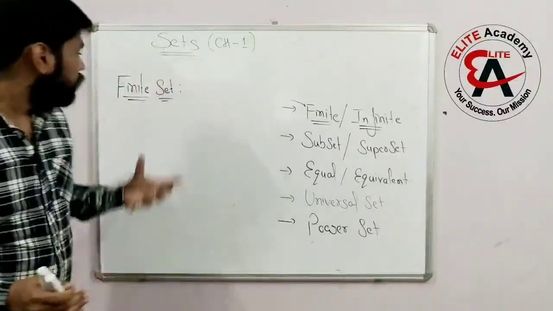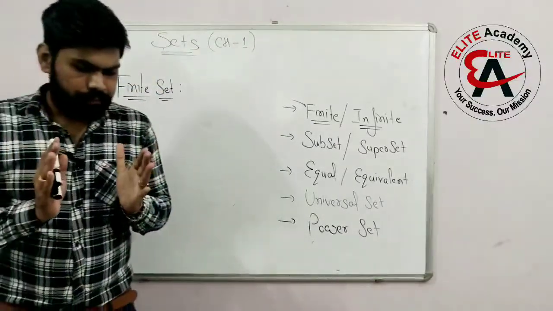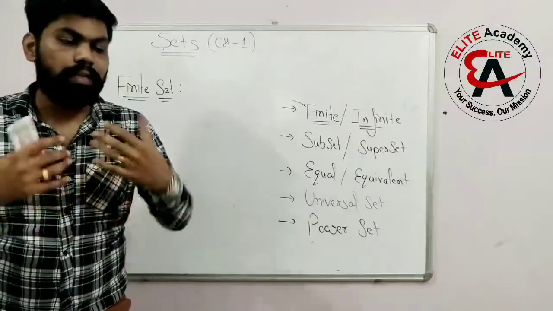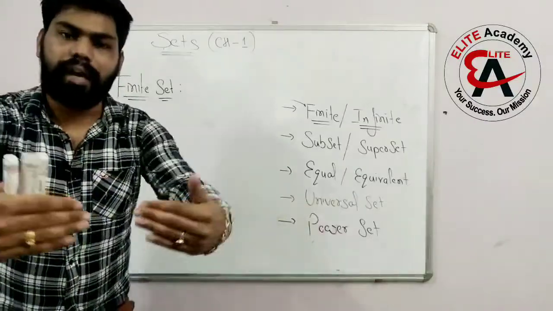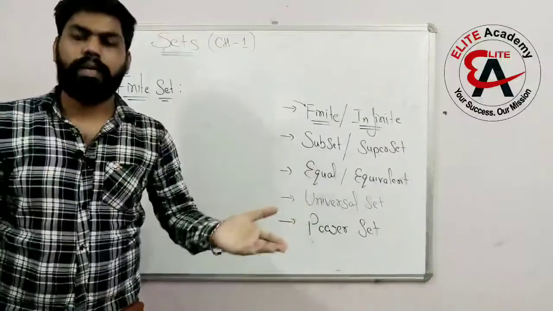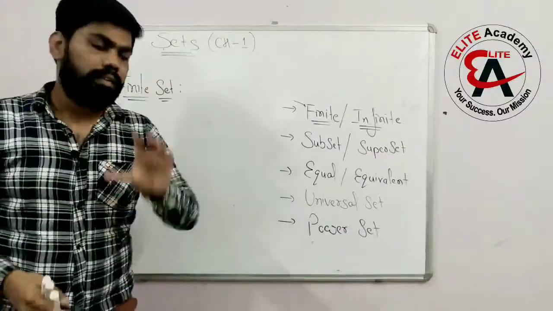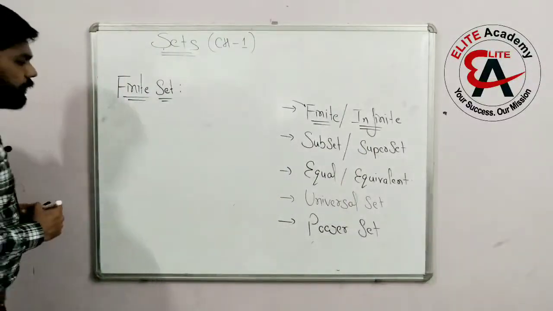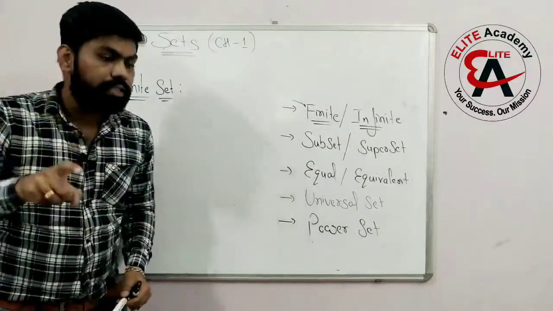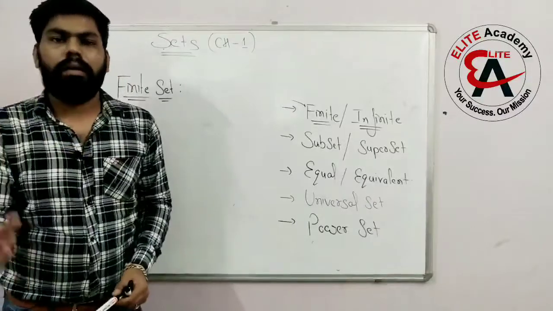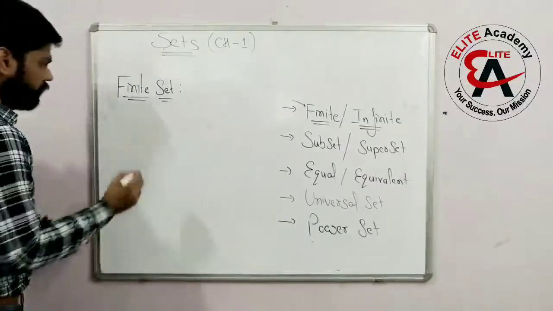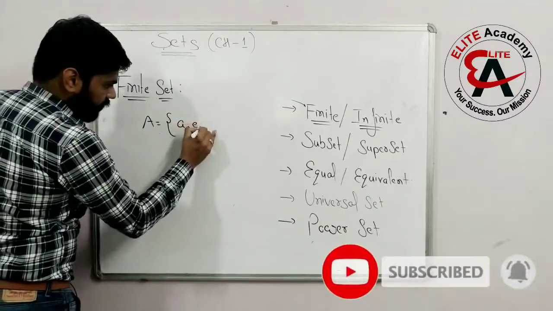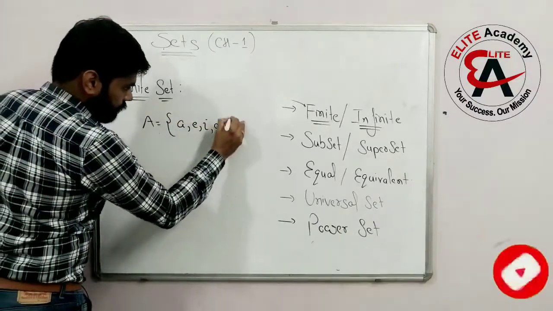Is that clear? So finite is something that we can measure, count, understand and grab. What is beyond our grip, what we cannot reach, that is called infinite. Now what will a finite set be? A set which has a countable number of elements. For example, I am having a set A, E, I, O, U.